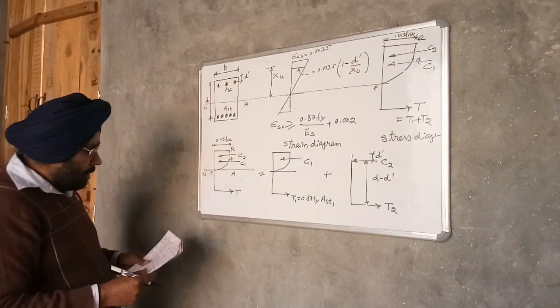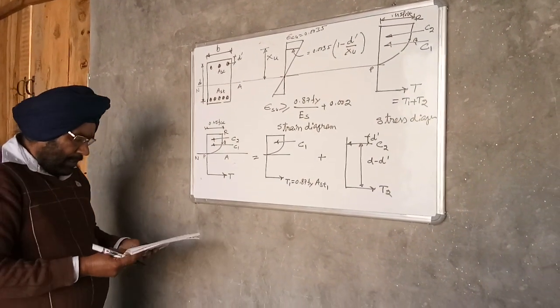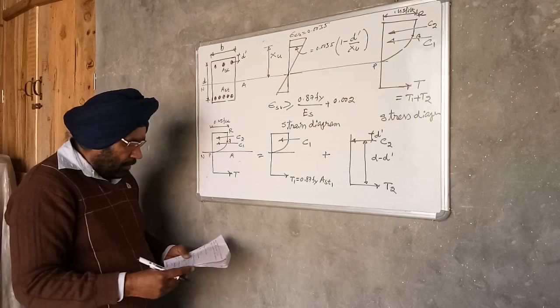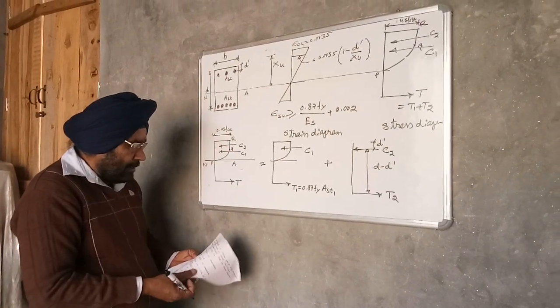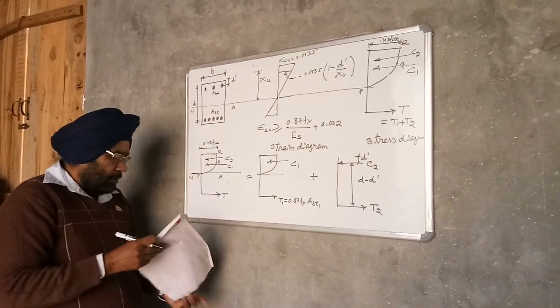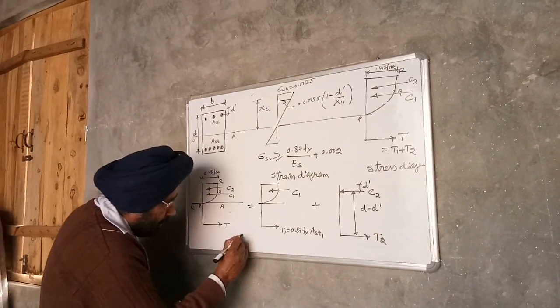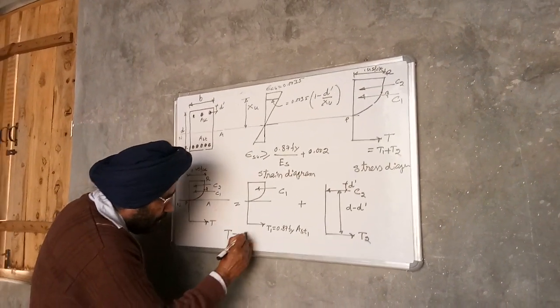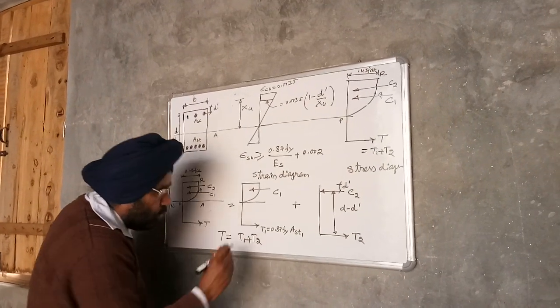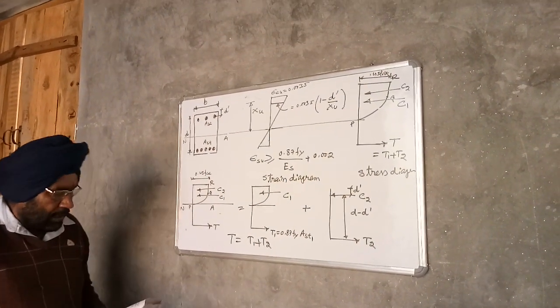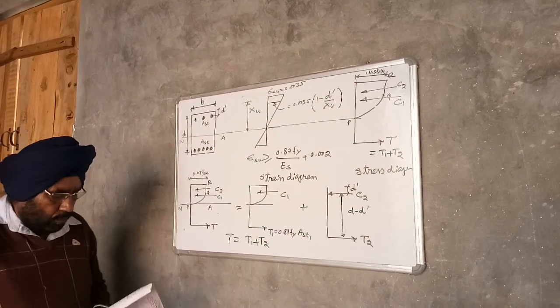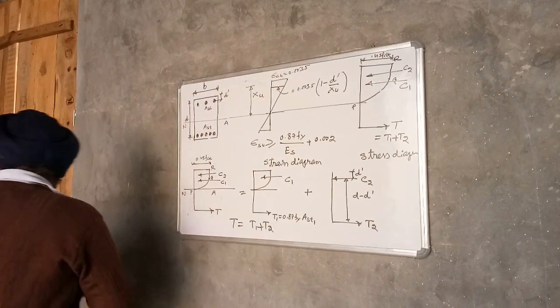Now, the total tensile force. T is the total tensile force. So T is equal to T1 plus T2. T is the total tensile force, so this is equal to T1 plus T2.